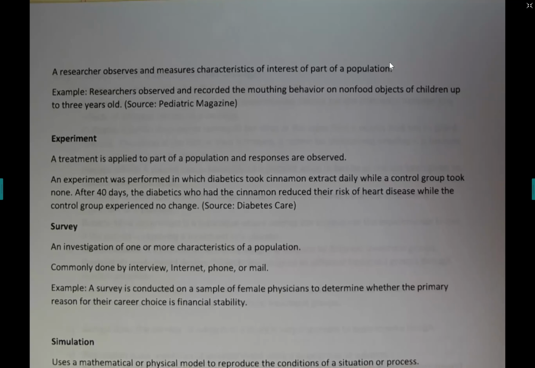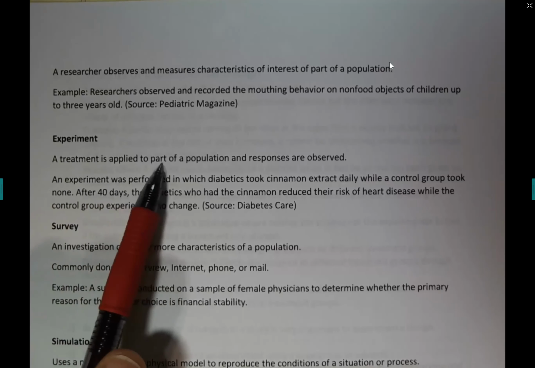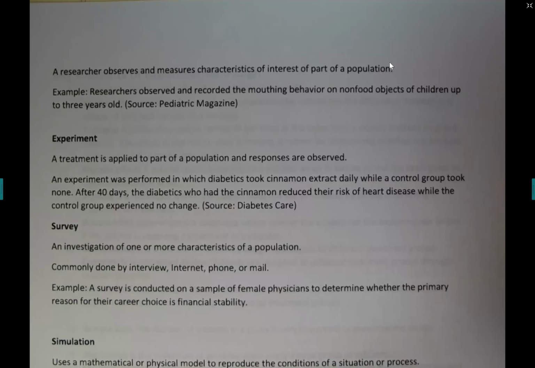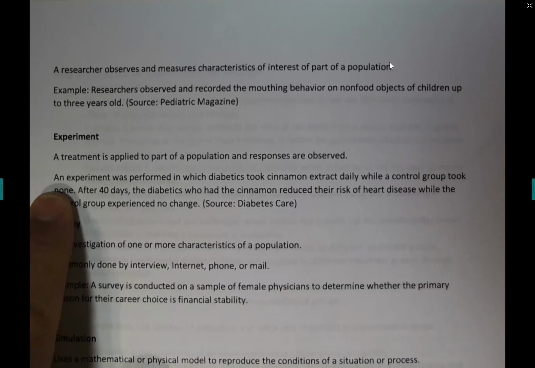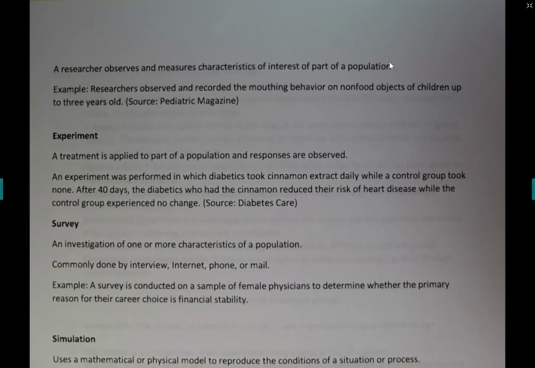And that's what's happening, guys, with the experiment on the vaccines. They are all doing exactly the same thing that I'm going to list, or they're still doing it probably until this moment. A treatment is applied to a part of a population, and responses are observed. Here's an example. An experiment was performed in which diabetics took cinnamon extract daily while a control group took none. After 40 days, the diabetics who had the cinnamon reduced their risk of heart disease, while the control group experienced no change.